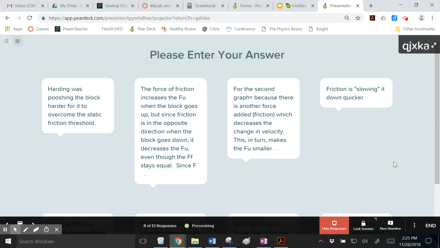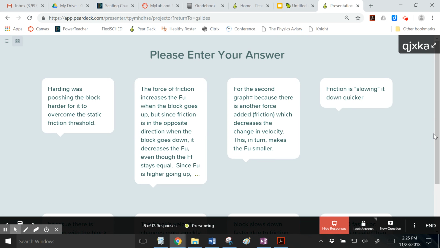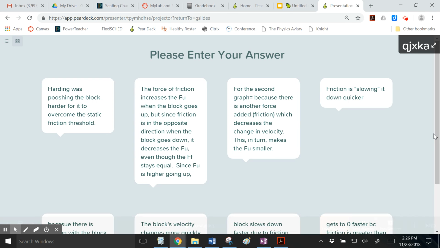All right, so let's see what folks are saying. Harding was pushing the block harder for it to overcome the static friction threshold. Force of friction increases the FU when the block goes up, since friction is in the opposite direction. We don't want to talk about that yet. The second graph, because there is another force added, friction, which decreases the change in velocity.